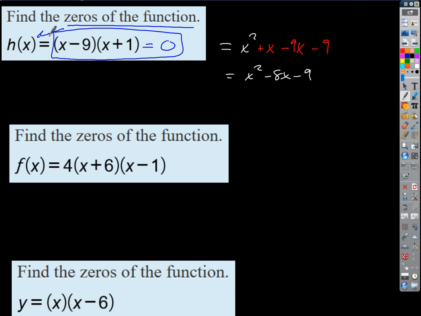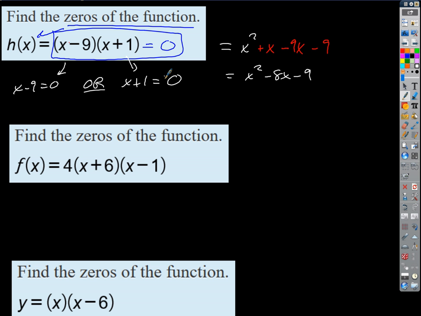In order for this product to equal 0, I've got this factor times this factor. Let's just say left factor times right factor. If the product is 0, what's the only way that can happen? Either the left factor is equal to 0 or the right factor is equal to 0, right? So either x minus 9 equals 0 or x plus 1 equals 0.